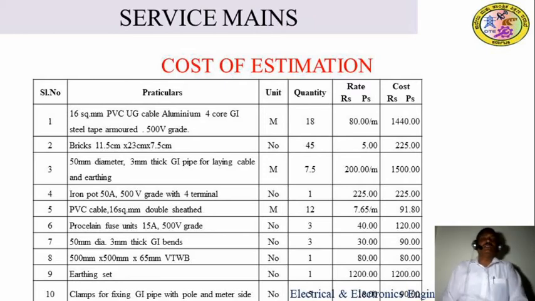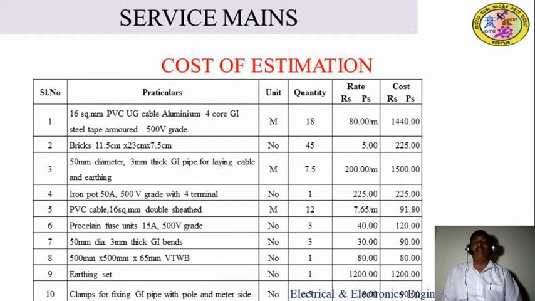Here, first, serial number 1 in the particular column. The material we have mentioned in the bill of material, the same material we have to put here with the same specification, that is 16 square mm PVC underground cable, aluminum 4 core, GI steel tape armoured, 500 volt grade. It is available in the market per meter. How many meters are required? 18 meters should be required. The per meter cost should be 80 rupees. So the total cost becomes 1440 rupees.